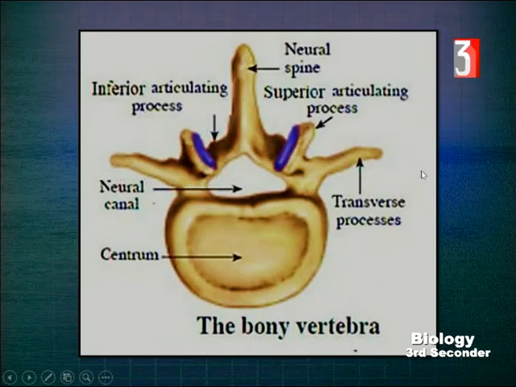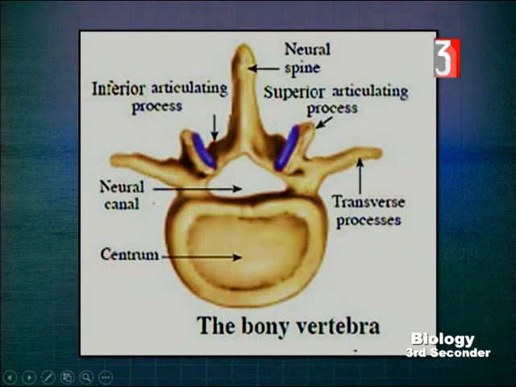So the number of processes in a typical bony vertebra is 7. Calculate with me: 2 transverse, 2 superior, 2 inferior. This is 6, and 1 neural spine. The number of paired processes is 3 pairs: 1 pair of inferior, 1 pair of superior, and 1 pair of transverse.